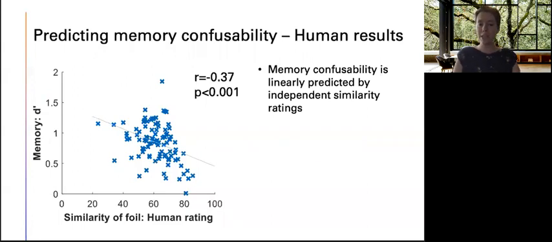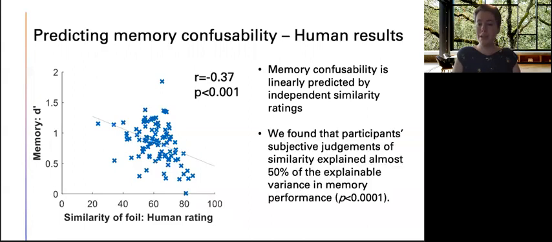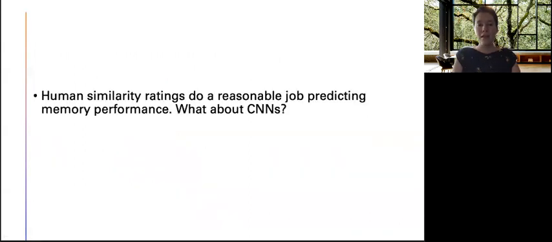And while this correlation isn't that high, keep in mind that our memory measure here is relatively noisy since we are doing it per category. So actually, the human similarity ratings explain almost 50% of the explainable variance in memory performance. So we found that human similarity ratings do a reasonably good job at predicting memory performance.